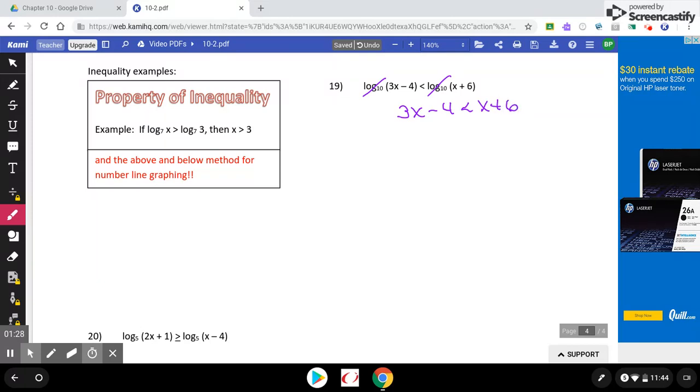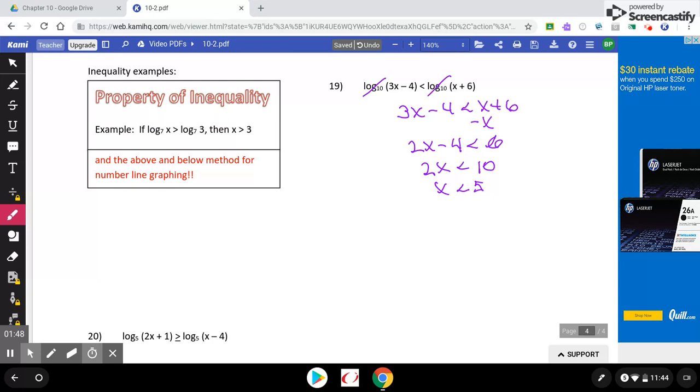And you're left with those two arguments. I'm going to subtract x from both sides. Oops, pause with 6 left over there. I'm going to add 4 to both sides. I'm going to divide by 2. So I get that answer.